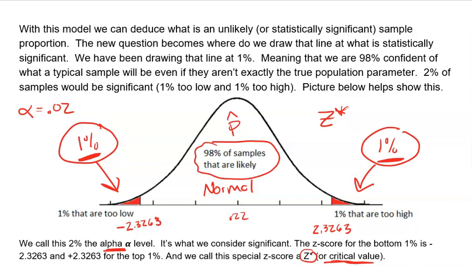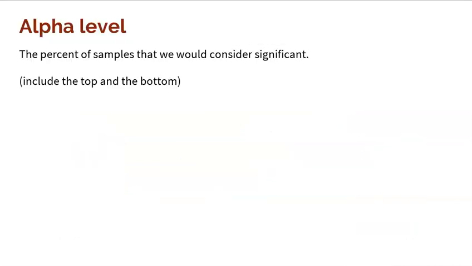So two big vocab words come out of here. First is the alpha value. The alpha level is the percent of samples that we would consider significant. That's the top and the bottom. So don't just say, hey, significance 1%. No. That might be true, but remember there's a top and there's a bottom 1%, so the alpha level would be 2%. And the other important vocab word that you need to know is what we call a critical value. And think of the critical value as the boundary between what's normal and what is significant. And this is a very, very special z-star. And again, you have to use your calculator to find what that is.